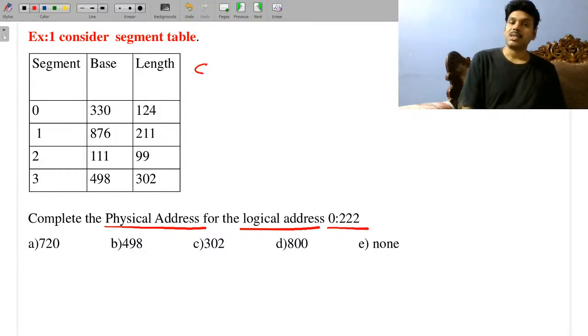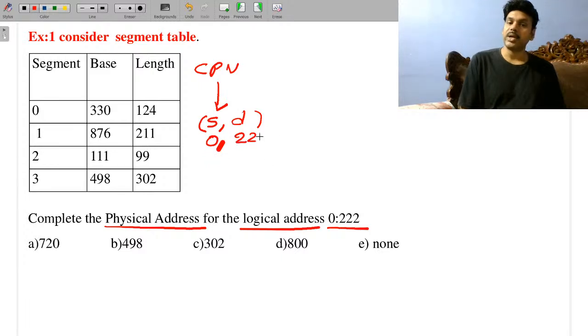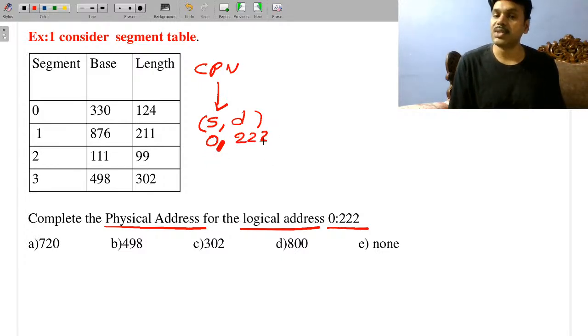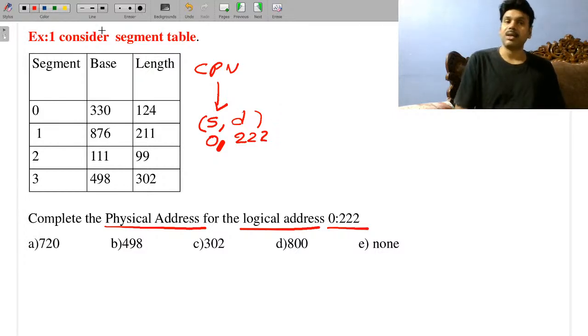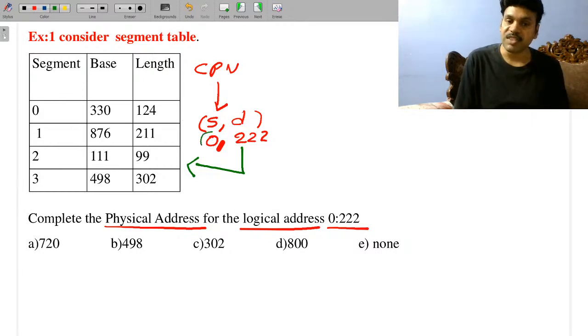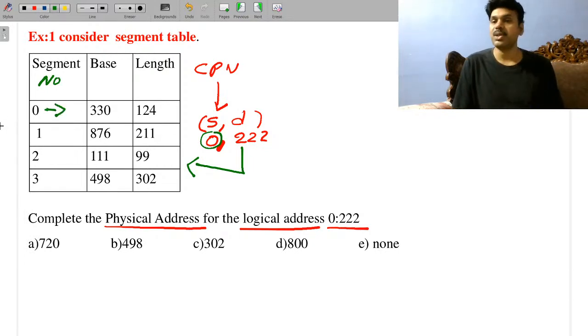That means your CPU generated two attributes, please understand. One is S, the other one D. So S is 0 and D is 222. Whether this request is valid or invalid, we want to check. This request goes to your segment map table only. The first argument it is going to see is the segment number. So yes, the 0th segment is found. That means you are requesting the 0th segment only.